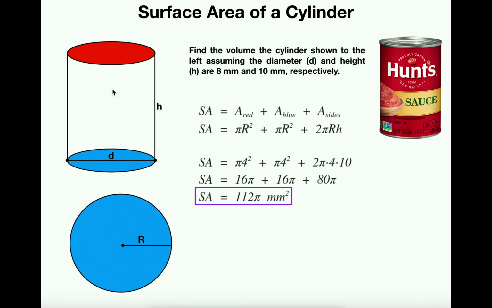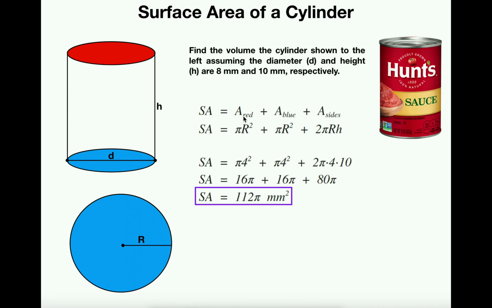And the easiest way to think about doing any surface area problem is just to take each part separately and then just add them. So I have two circles here, red and blue. So if I take the area of the red circle and add it to the area of the blue circle, and then add that to the area of the side of the can or the cylinder, this white part, let's say, then that should give me the total surface area.